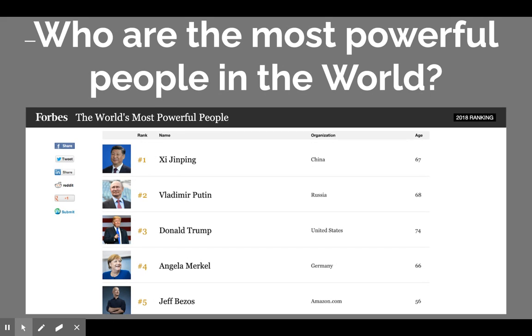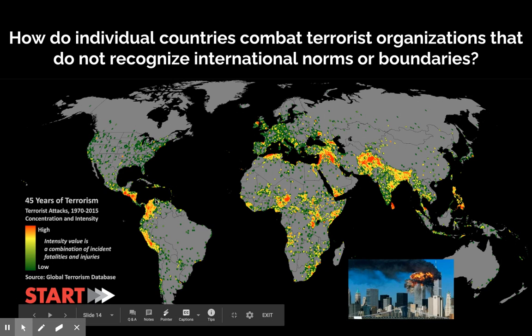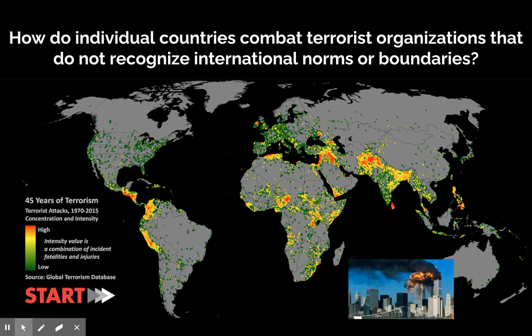And obviously, next semester we're going to get into economics. How do individual countries combat terrorist organizations that do not recognize international norms or boundaries? For instance, Colombia might feel like the boundaries of Colombia are what you see on a map, but there are certain political dissidents or breakoffs that are controlling parts of a country in Venezuela or Colombia, drug lords or even military breakoffs. And so sometimes countries don't even control the population within their country.